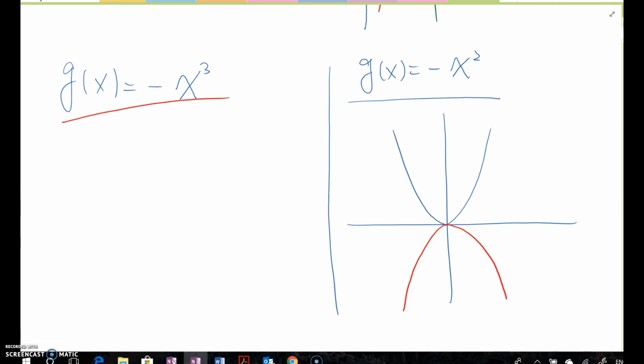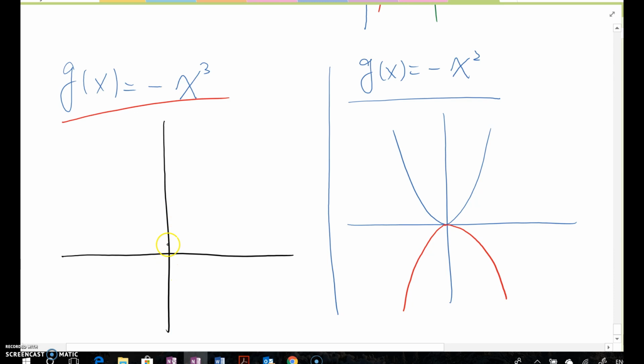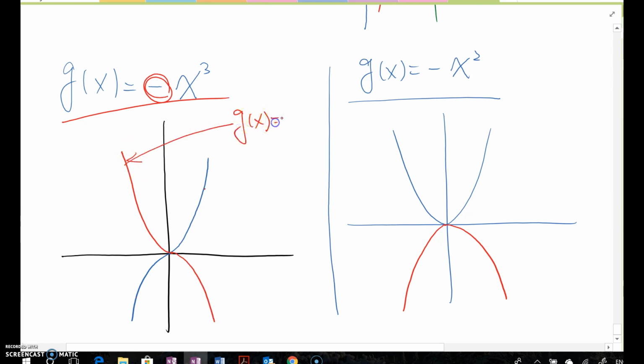So the basic cubic curve is this, right? Now, because there is a negative in front here, it reflects over the x-axis. So this part moves up and this part moves down. The red one indicates the g(x) equal to negative x cubed graph.